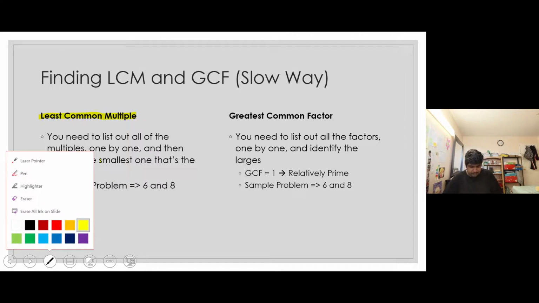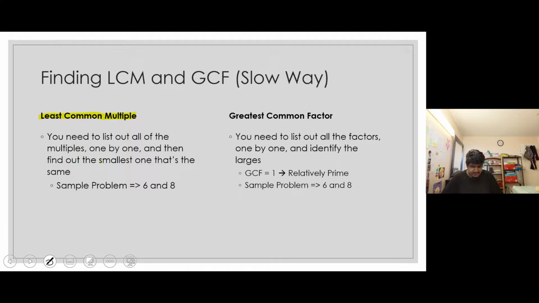I have a sample problem here with 6 and 8, right? So how would we attempt this? Well, we start by writing out the multiples of both of those numbers, right? So if you think to yourself, what are the multiples of 6? Well, here's 6, right? And we think to ourselves, okay, well, what's 6 times 1? Well, 6 times 1 is equal to 6, right? And 6 times 2 is equal to 12.